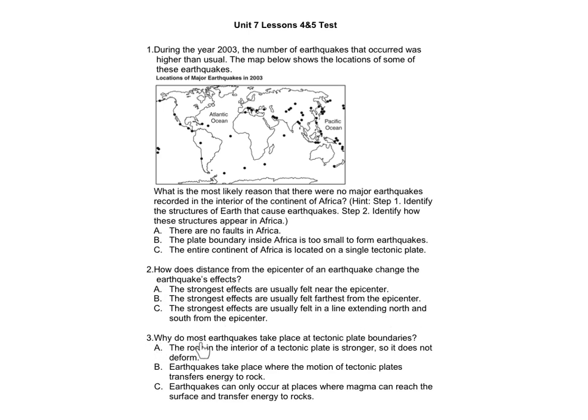Number 3. Why do most earthquakes take place at tectonic plate boundaries? A. The rock in the interior of a tectonic plate is stronger, so it does not deform. B. Earthquakes take place where the motion of tectonic plates transfers energy to the rock. C. Earthquakes can only occur at places where magma can reach the surface and transfer energy to the rock.